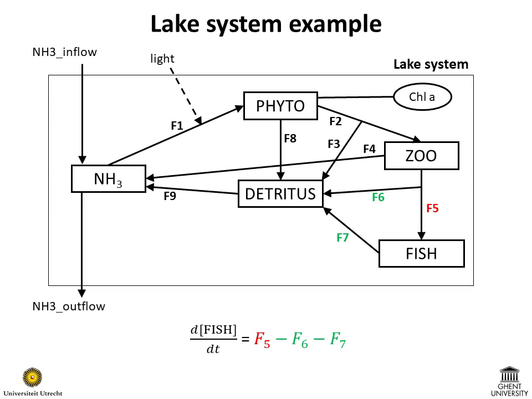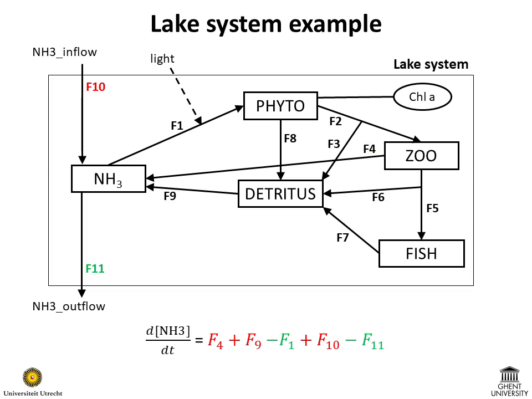For the fish population, the nitrogen concentration increases due to the influx of F5, but decreases due to the efflux of F6 and F7. For the free-floating detritus, the concentration increases due to the influxes F3, F6, F7 and F8, and decreases due to the efflux of F9. And finally, the nitrogen concentration in the ammonia pool increases due to the import fluxes F4 and F9, and decreases due to the export of flux F1.